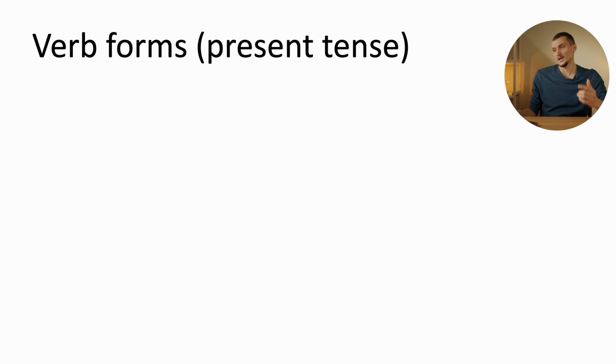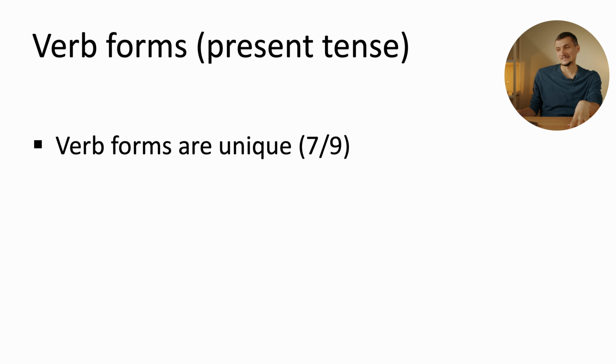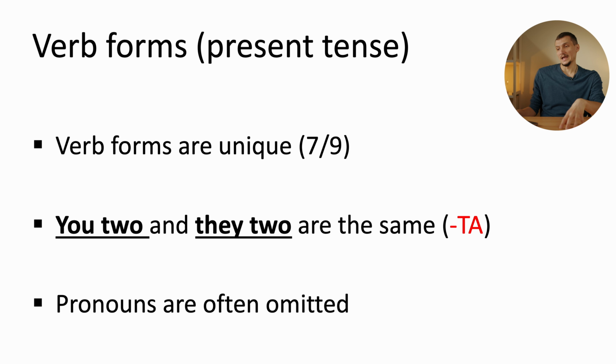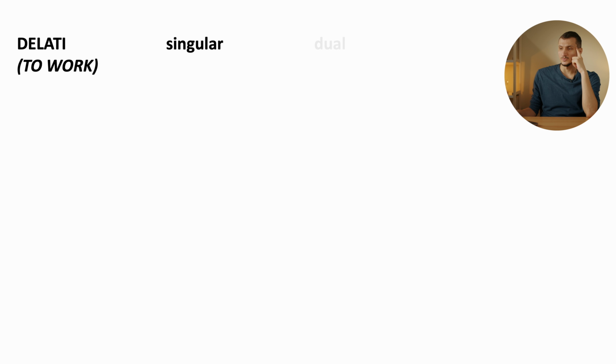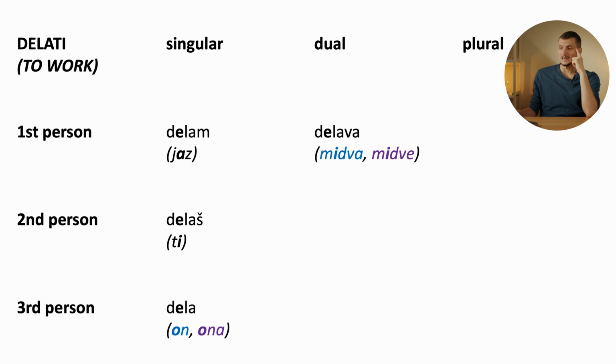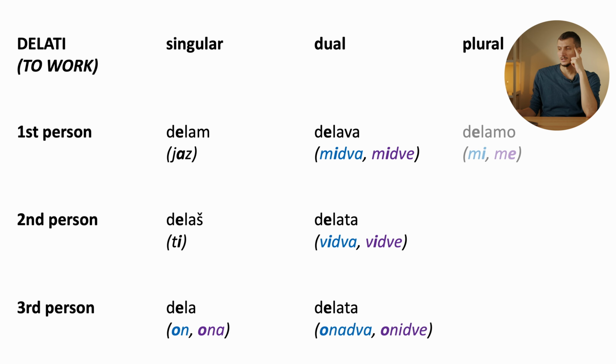So if we show this in the form of our slide here, the theory: verb forms in Slovenian are generally speaking unique. So we have 7 unique verb forms, and then number 8 and number 9 are both ta. So you two and they two share the same ending, which is ta. And like we said, pronouns are often omitted. So let's go through delati again. Delam, delaš, dela, delava, delata, delata, delamo, delate, delajo.